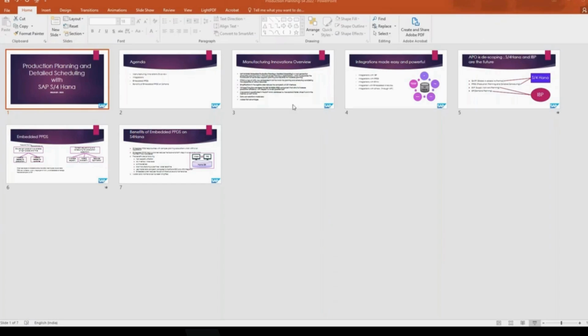So APO is descoping. SAP S/4HANA and IBP is the future. Remember that. There are two solutions now going to be in 2027. APO is going to be descoped completely. It is going to sunset. So for that, they are coming up with SAP S/4HANA and IBP. These are the four modules APO used to have. One is GATP, Global Available to Promise. PPDS, production planning and detailed scheduling, SNP, supply network planning, and DP, demand planning.